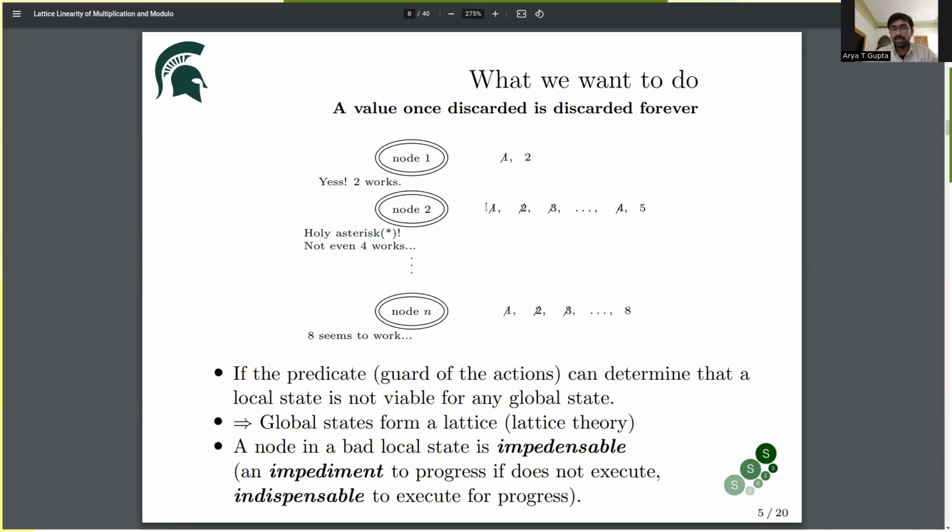Now here we see that the local states of the nodes are forming a total order. And as a result, the global states form a lattice. The node that is in a bad state is called an impedanceable node. The word impedanceable is a conjunction of two English words, impediment and indispensable. And we call this node impedanceable because it is an impediment to progress if it does not execute, and it is indispensable to execute for progress.